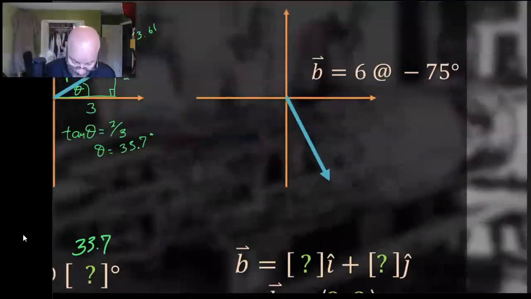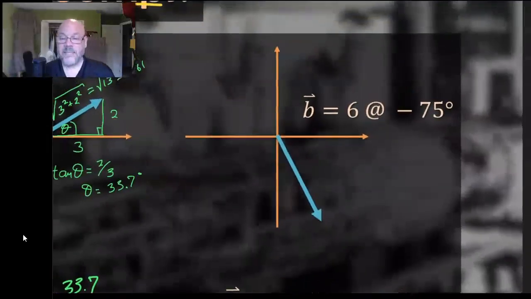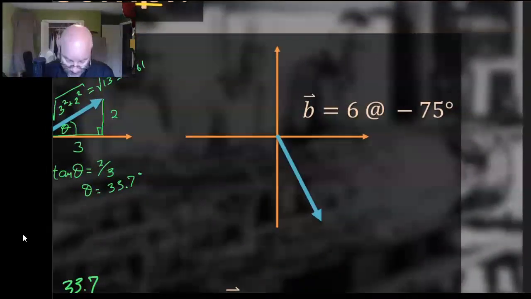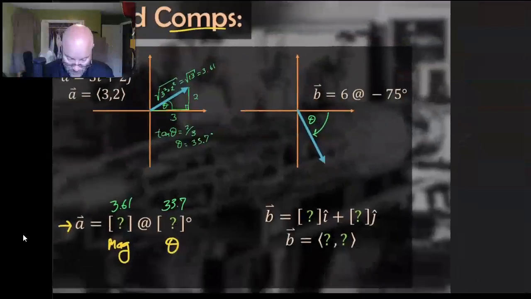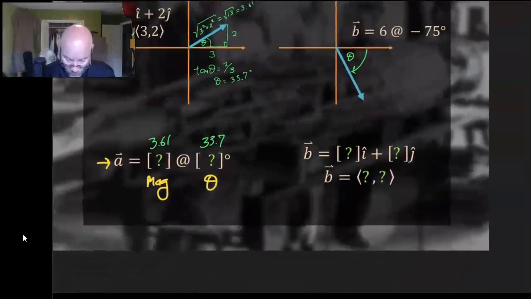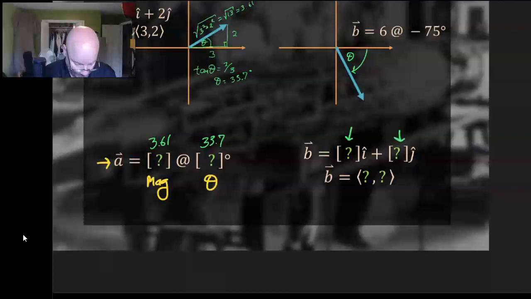Now let's look at our scenario over here for B. B is 6 units at negative 75 degrees. That's what I was just telling you about. It's okay, we can call that negative 75 degrees. It doesn't really matter, as long as everybody knows how we're talking about it, it's fine. Now we might want to know, what is the i component? What's the j component?